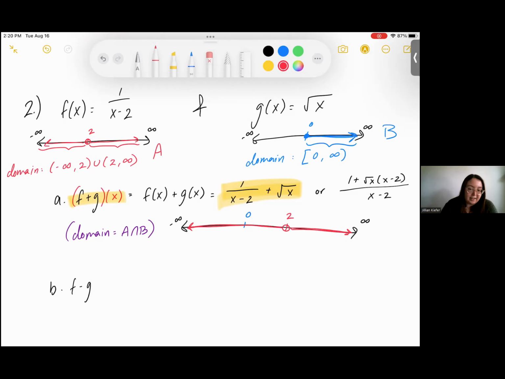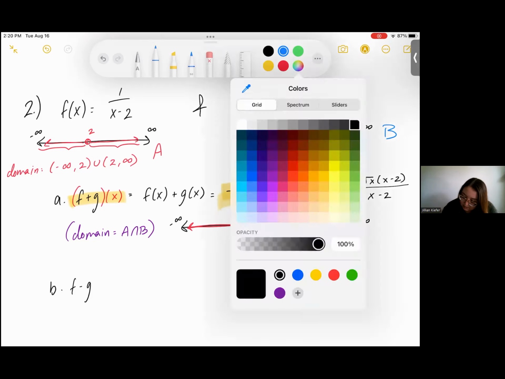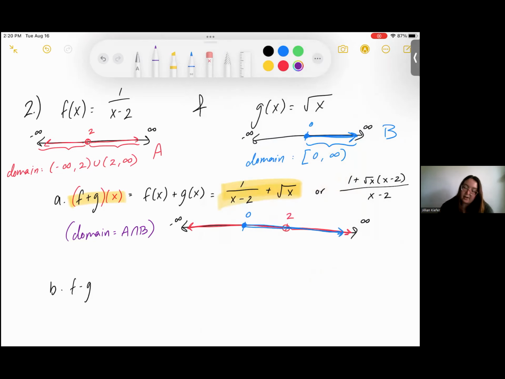For g of x, for domain B, we include 0, and we include everything greater than 0. So that's that idea there with our domain. Our domain A intersect B has to be where x exists in both domains. So really what we're looking for in our image here for our number line is where do we have the colors blue and red and in what areas?